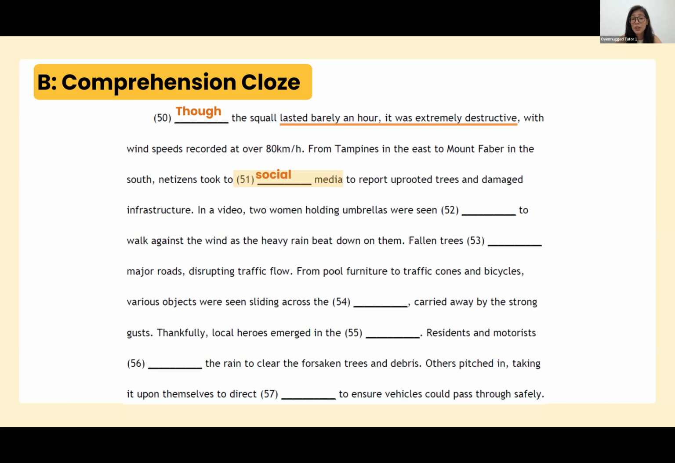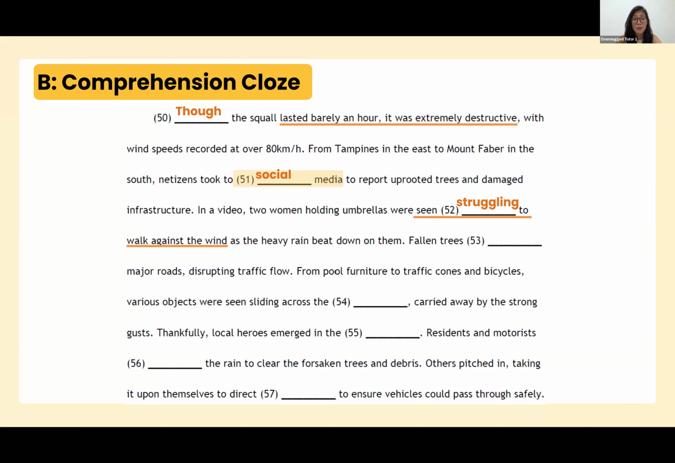In one particular video, two women were holding umbrellas, but they were seen blank to walk against the wind. If you have to walk against the wind that is blowing in your face, sometimes you might even have to lean forward or lean into the wind. So they were walking with difficulty. Question number 52, the best answer is they were struggling to walk against the wind.